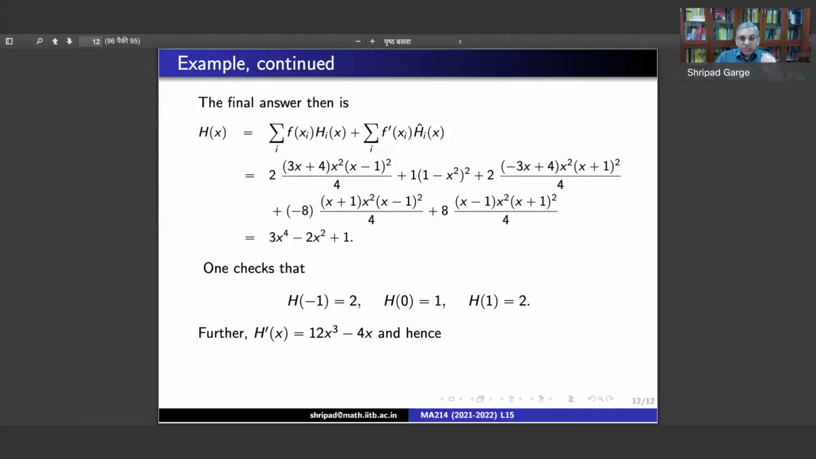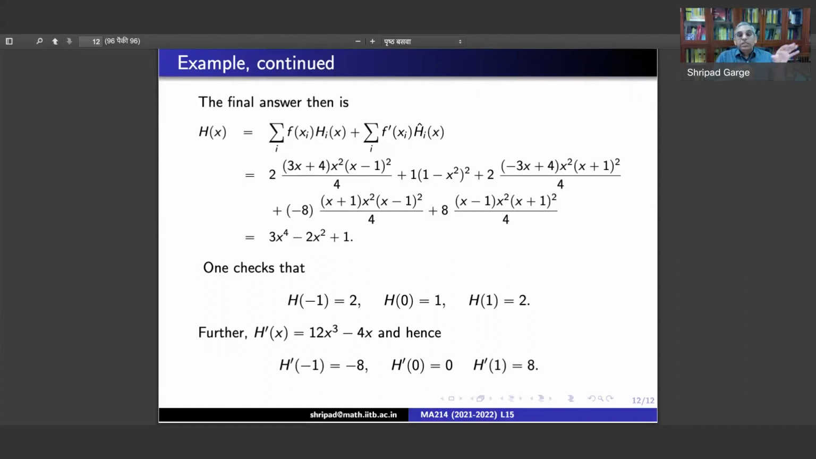And once again, you see that the value of the derivative at 0 is 0. The derivative value at minus 1 is minus 8, and the derivative value at 1 is indeed 8. So we do get the data we started with, and this is the polynomial. Degree is indeed less than or equal to 5. That is because it's an even polynomial. It cannot have any term of an odd degree. So luckily we did not have any x power 5 term.